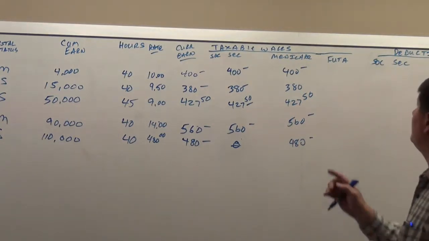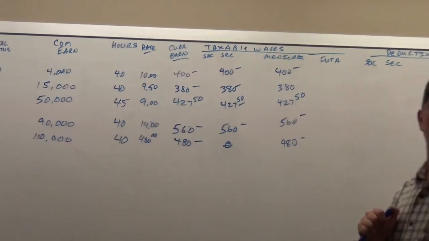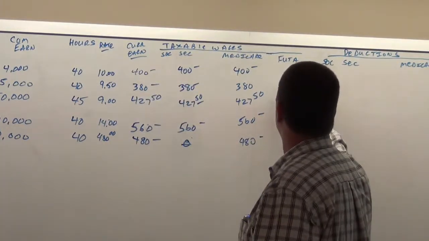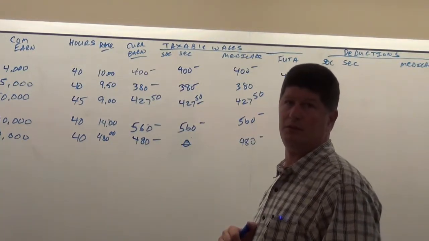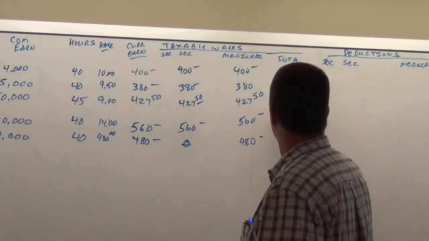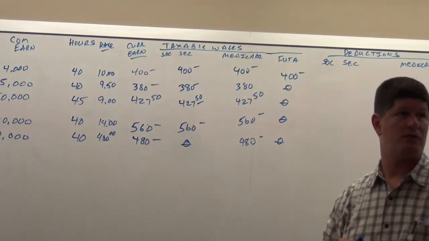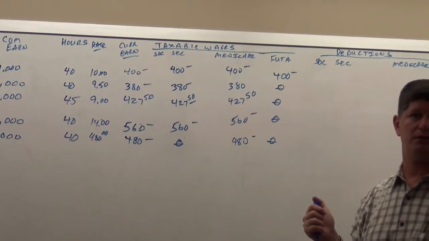Good. FUTA, what's the wage limit on the FUTA? 7,000. So only Martinez pays, only Martinez is under. Good. The rest of these are all going to be zero. Zero of those wages are subject to the FUTA tax.